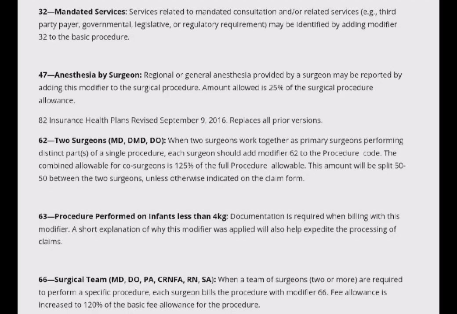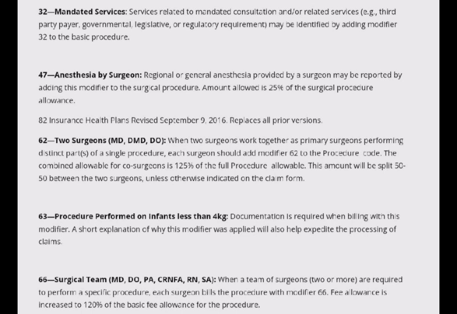32. Mandated services. Services related to mandated consultation and/or related services, e.g., third-party payer, governmental, legislative, or regulatory requirement, may be identified by adding modifier 32 to the basic procedure.